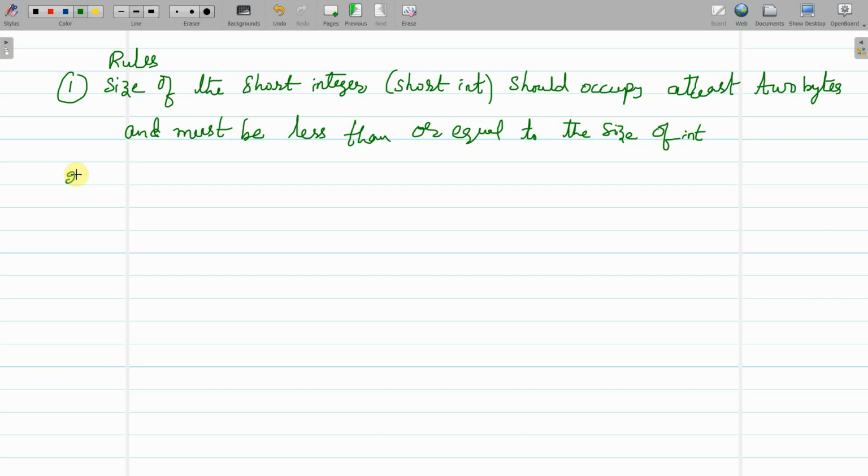Now we will be talking about the second point. The size of int should be at least 2 bytes.